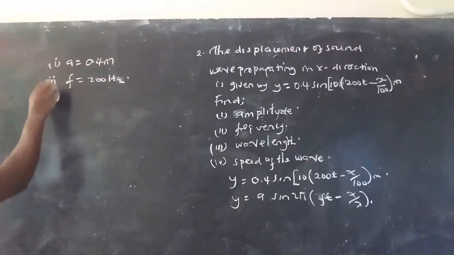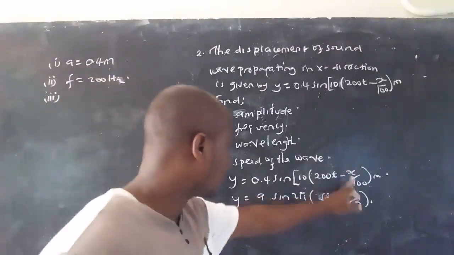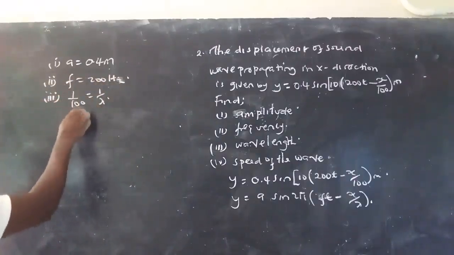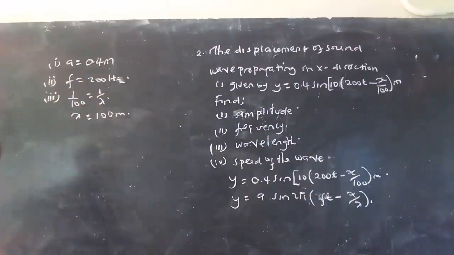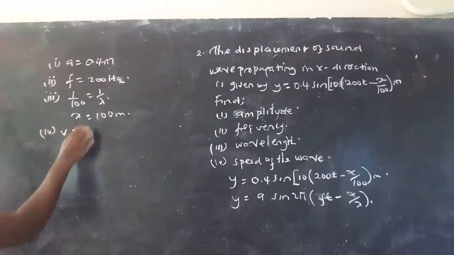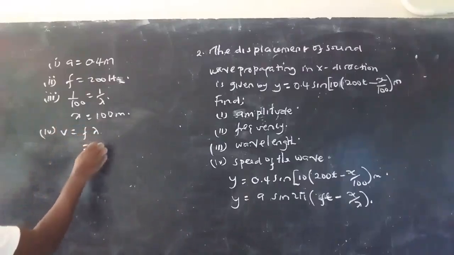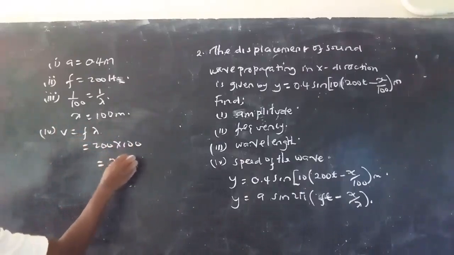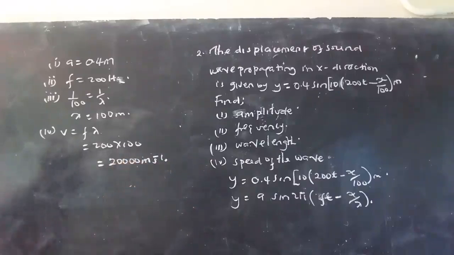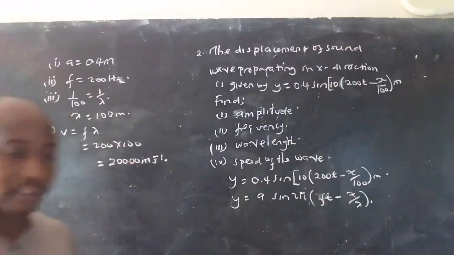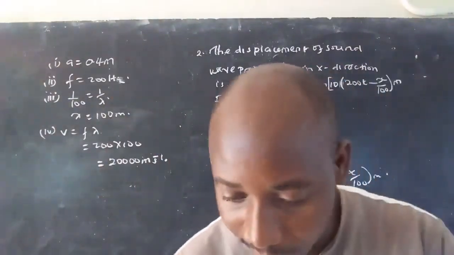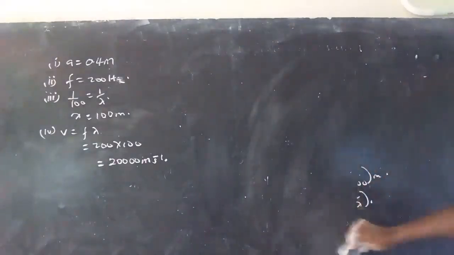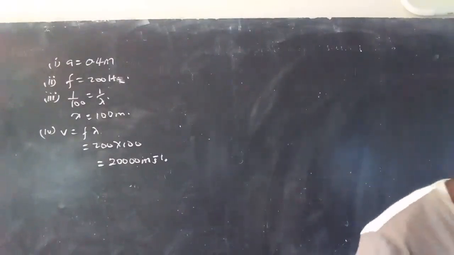Then part 3, compare this and this. That means that 1 over 100 is equal to 1 over lambda, so lambda is equal to 100 meters. Then part 4, v is equal to f times lambda, that's 200 times 100, which gives us 20,000 meters per second. That is how these questions can be treated. Then we move on and do the third one.